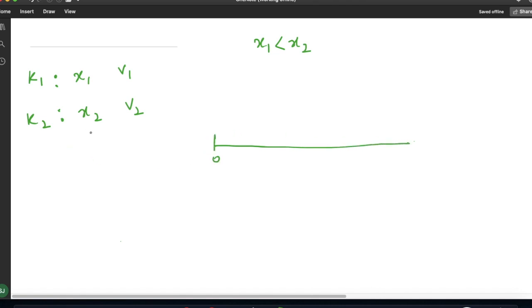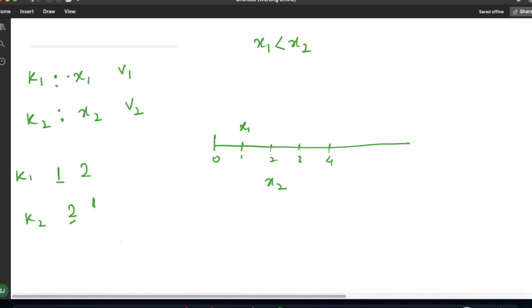Let me take one example. Suppose k1 is present at 1 and it can jump 2 meter at a time. And suppose k2 is present at 2 initially and it can jump 1 meter at a time. If I draw this on a number line, suppose this is 1, 2, 3 and 4. Suppose k1 is present at 1, this is my x1, and k2 is present at 2, so this is my x2.